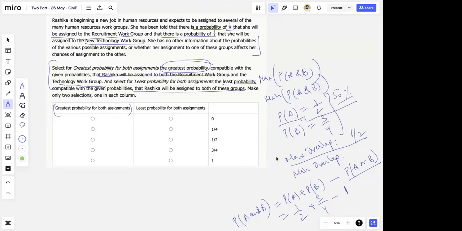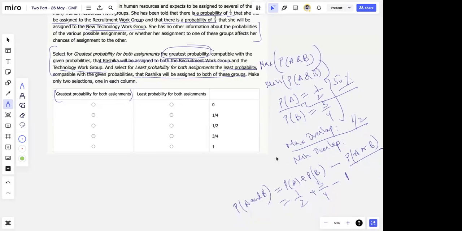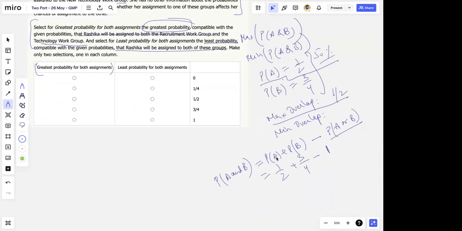Yeah, so the probability of A or B will be less than or equal to 1. Since we have to minimize P(A and B), we have to maximize P(A or B), because it's being subtracted, so it has to be maximized in order to get the minimized value of P(A and B). So that's why we'll consider 1.